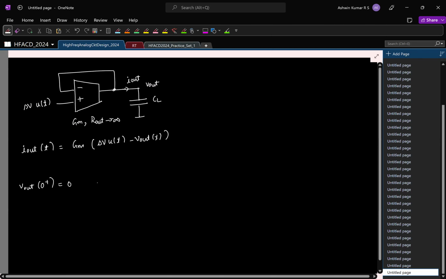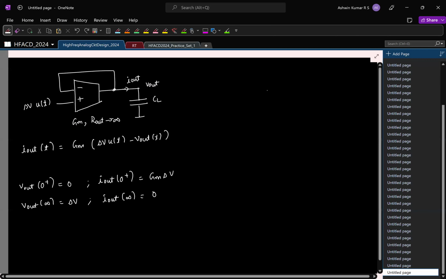And similarly, what is the current at 0 plus? It's Gm delta V. Again, Vout is 0 at t equal to 0 plus, so the current is simply Gm delta V. And what happens as t tends to infinity? What is Vout as t tends to infinity? It asymptotically approaches and reaches delta V. And what is the current? Okay. Cool.